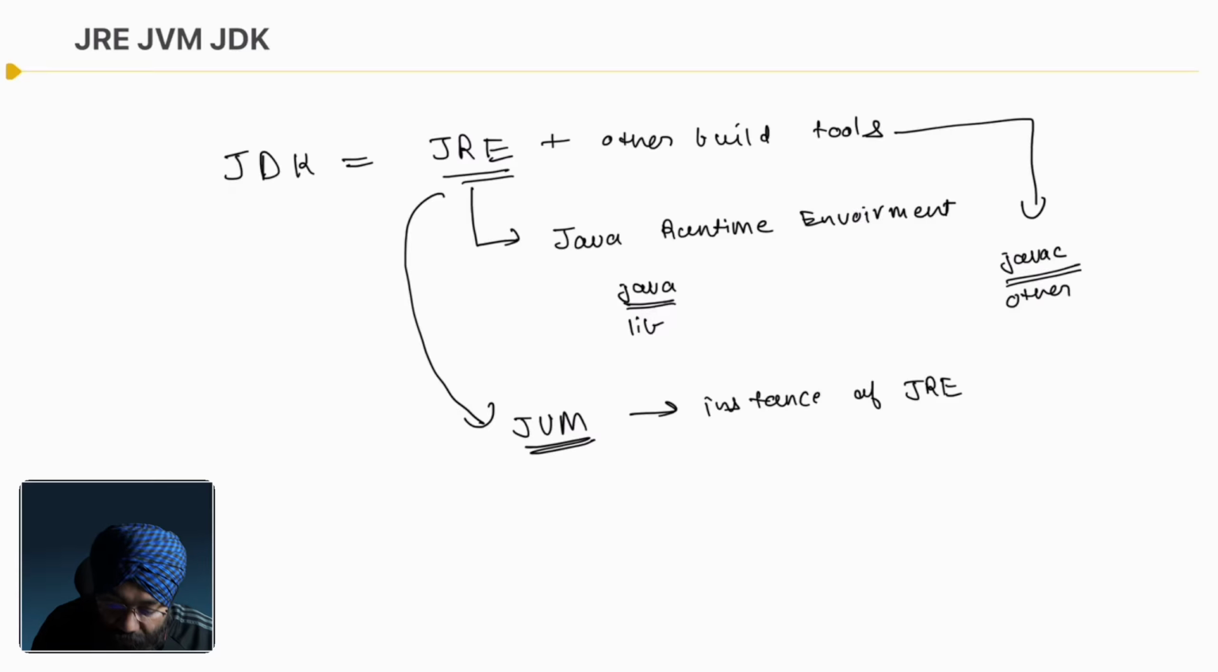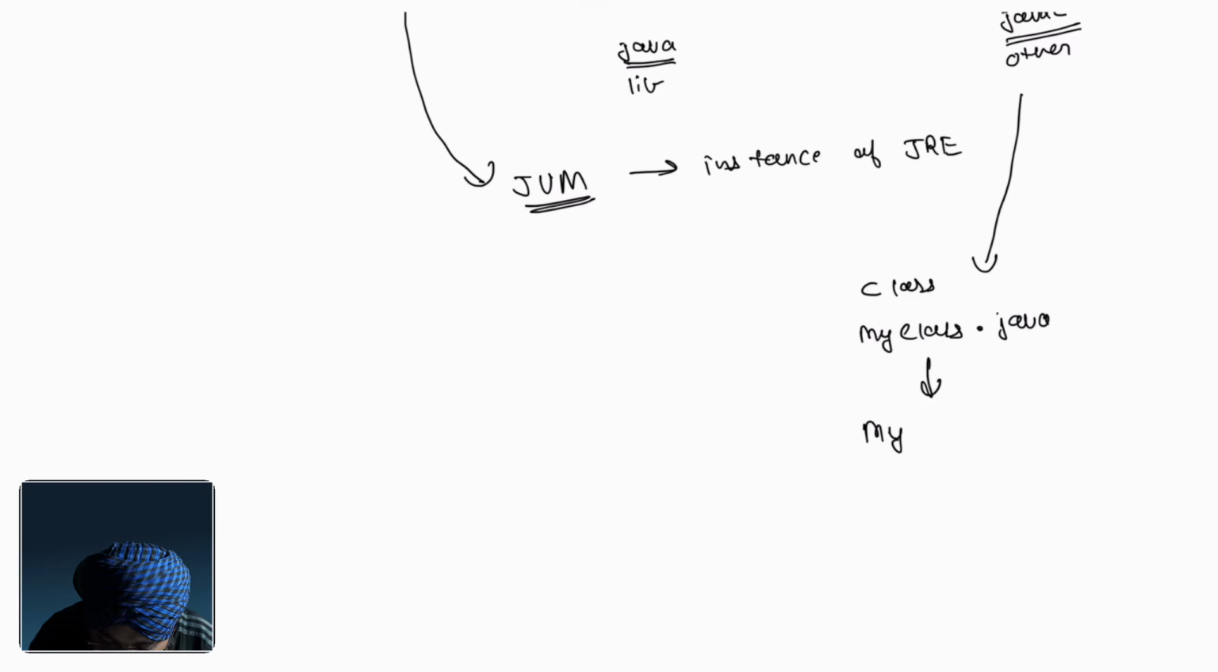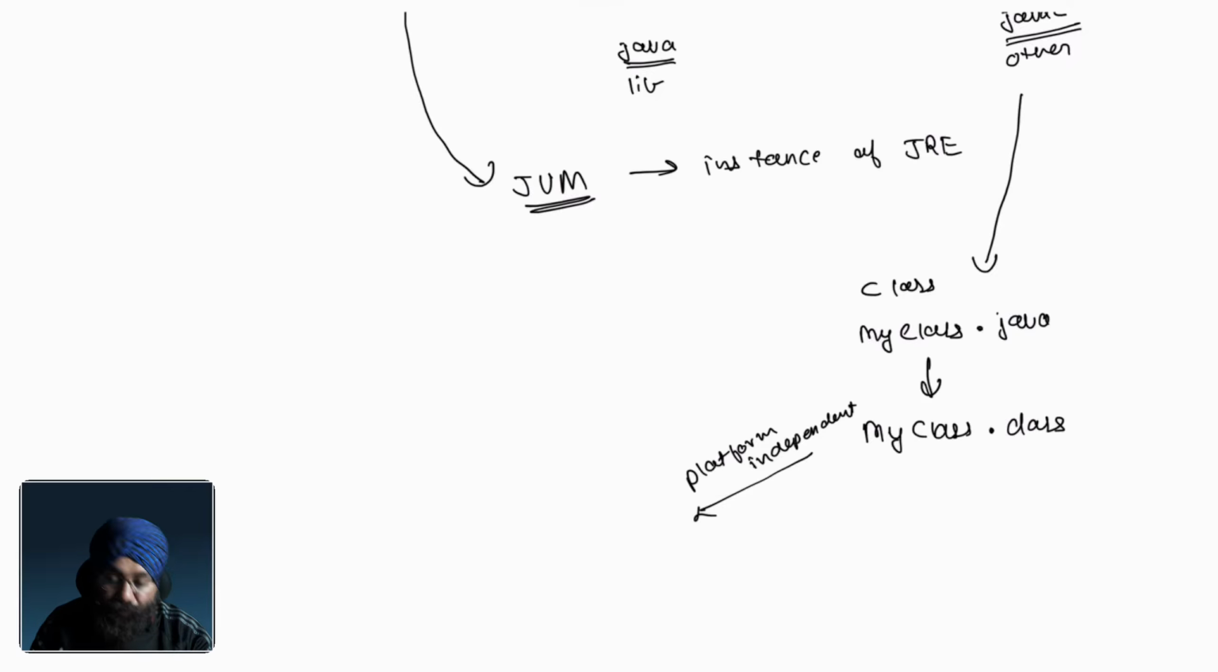Whenever we compile any class using the JDK, for example we have a MyClass.java file and we compile it, what will we get? We will get a MyClass.class file. This class file is platform independent. Which means that if you compile MyClass.java on a Windows machine to a MyClass.class file, and then you transfer this class file to a Linux machine and run it, in that case also it will work fine.